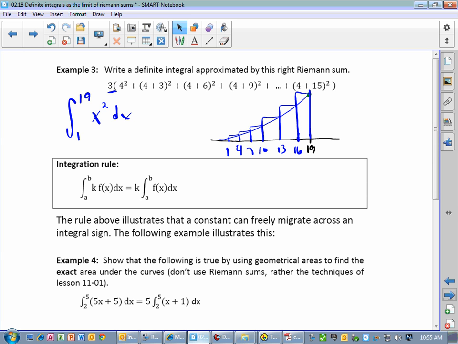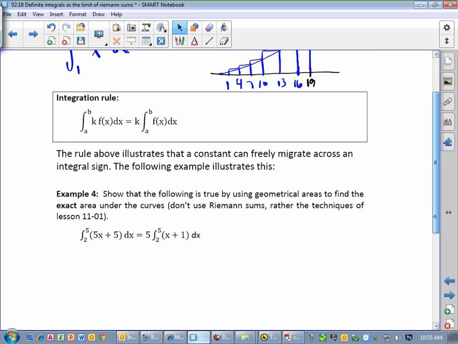Adding delta x. For a left, we have to add on to the last one. For right, we have to subtract from the first. So the first simplest one would be like, let's say this said 4 minus 3 squared, right? Then the one that's being left off would be -2. Okay.